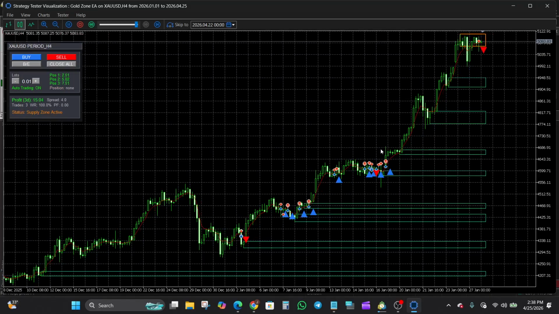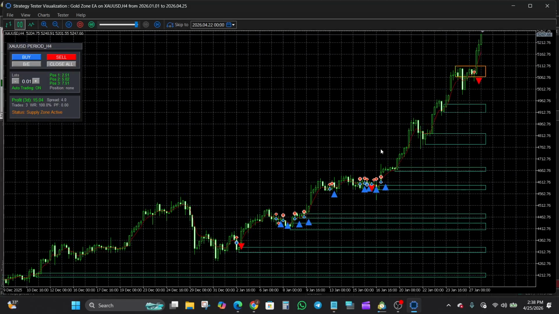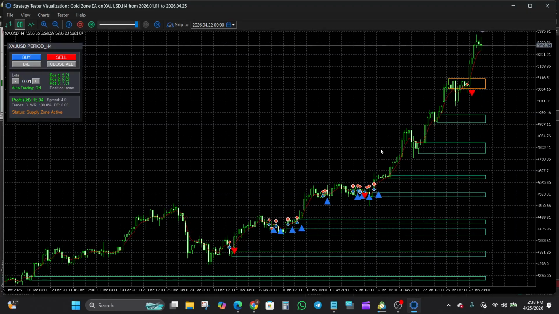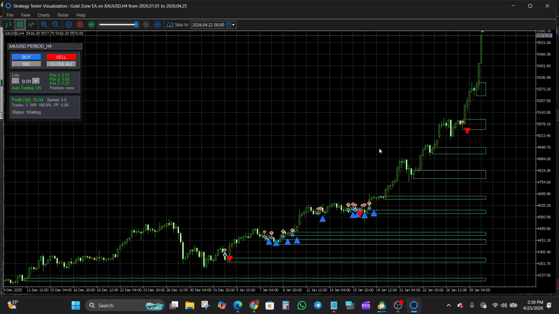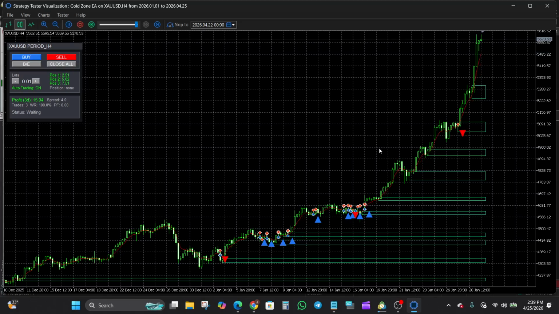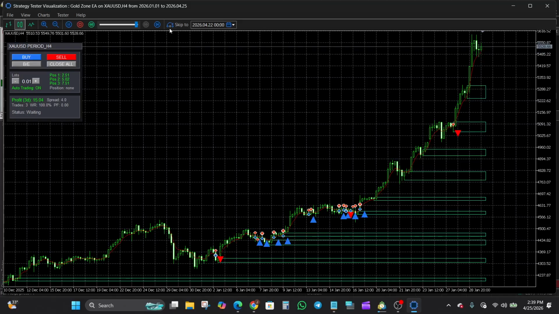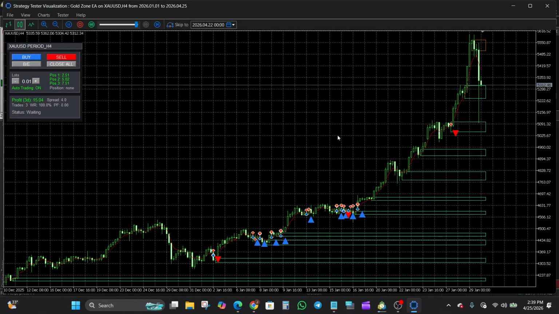So overall, the behavior seems to be consistent with a structure plus momentum hybrid strategy. All right, which is generally more robust than single condition systems, right? So we're just going to be skipping to the end so that we can analyze the results together.